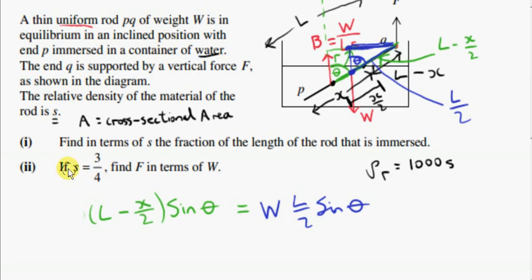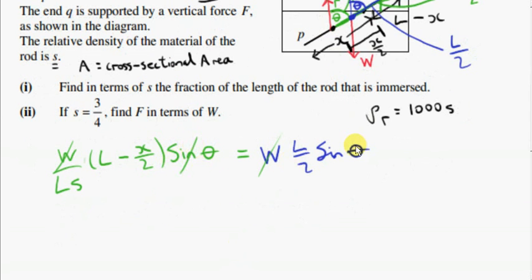B is W over LS. So the factor of W appears on both sides, so that disappears. Again, that's the reason why we get B in terms of W, so that when we equate moments, the W's cancel out. The sine theta cancels out, so it doesn't actually matter about the size of this angle here. Disappears.